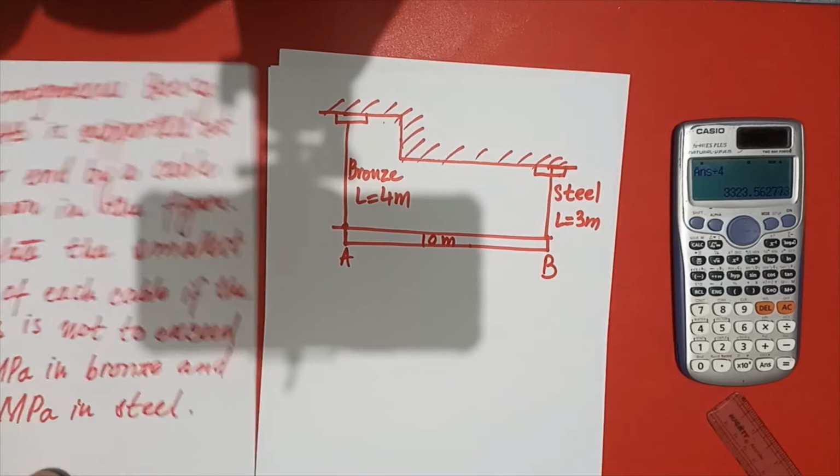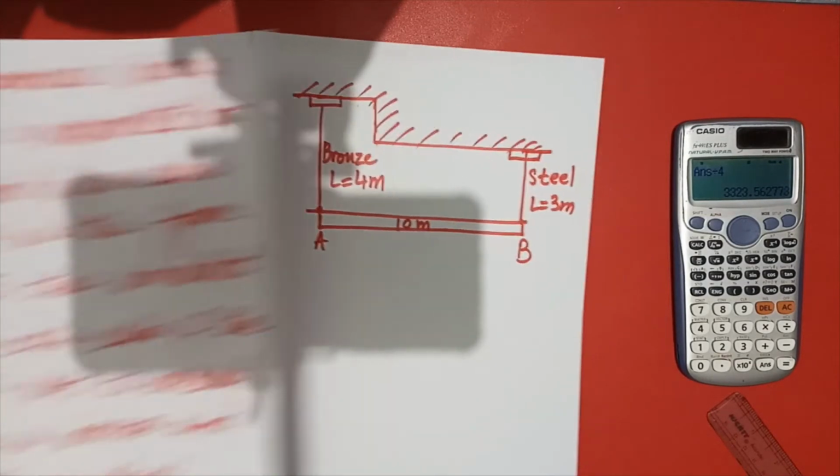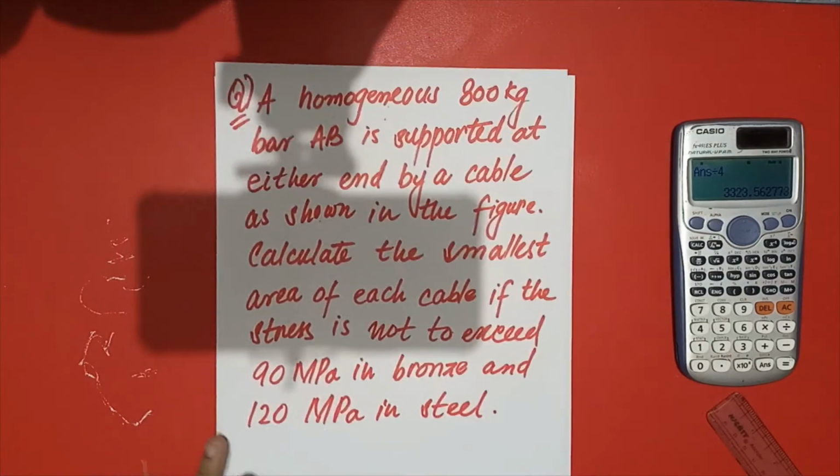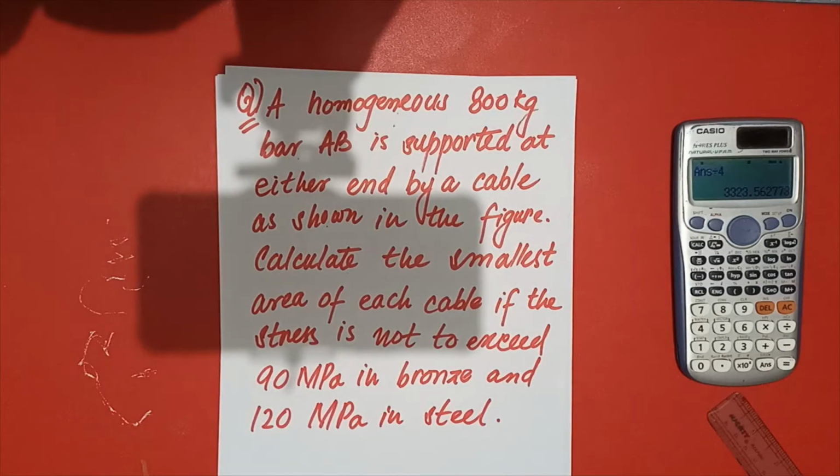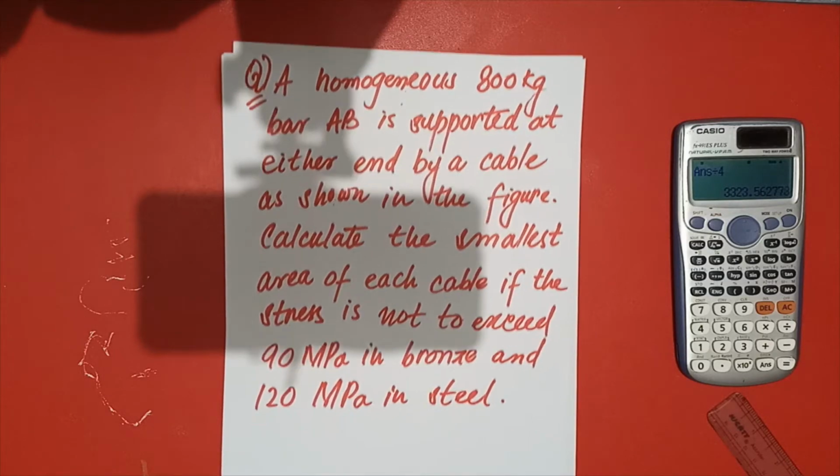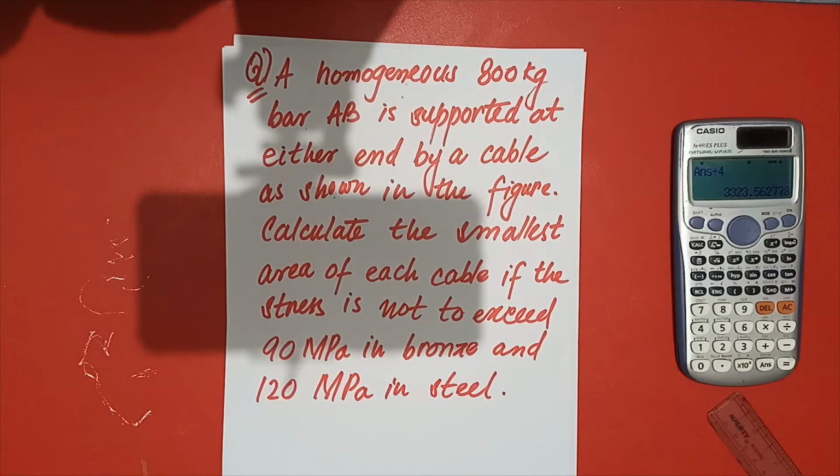So what exactly is the question asking? A homogeneous 800 kg bar AB, whose mass is given, is supported at either end by a cable, as shown in the figure. Calculate the smallest area of each cable. We have to find the area of both cables, if the stress is not to exceed 90 MPa in bronze and 120 MPa in steel.